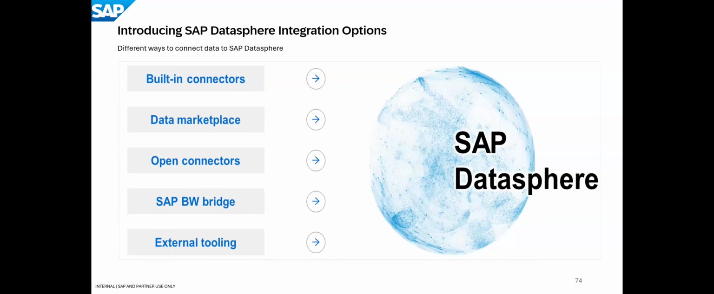Then you have the Data Marketplace, a platform which allows users to discover and subscribe to third-party data sources. Then you have open connectors, which have tools or APIs that enable integration with a wide variety of non-SAP systems and services. Then we have BW Bridge, a BW for HANA system enabled for Datasphere, where you can make use of the standard extractors and data sources available as part of the BW system. Then you have external tooling, which supports integration with third-party tools for analytics, data science, or data governance. For example, Datasphere can send data to Databricks for AI/ML scenarios in BDC, which we'll see in the upcoming sections.